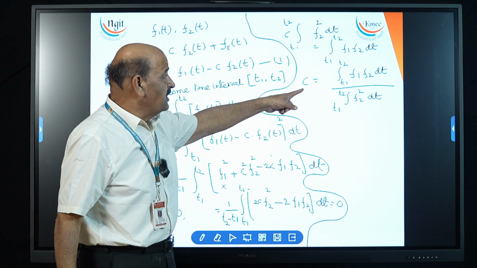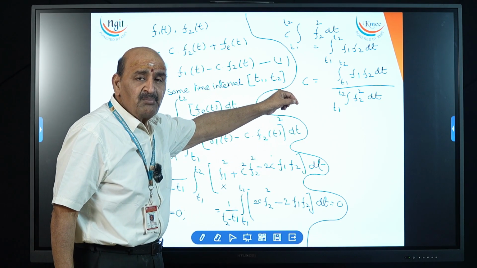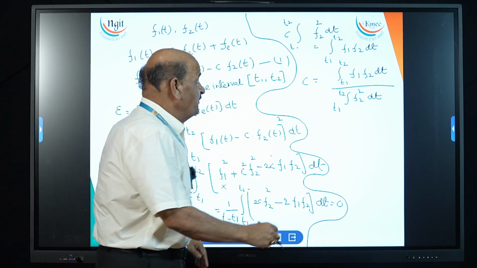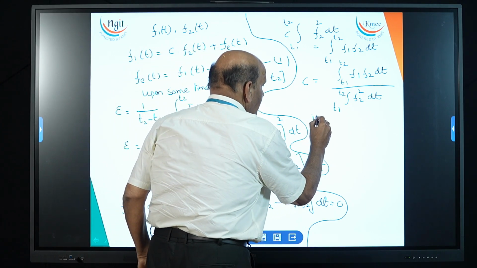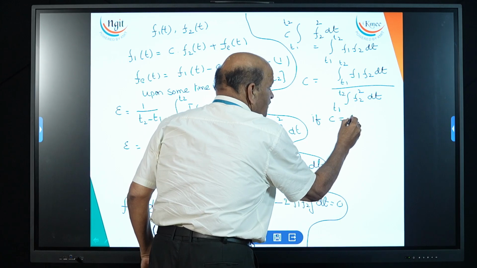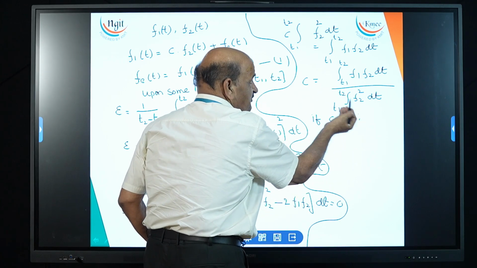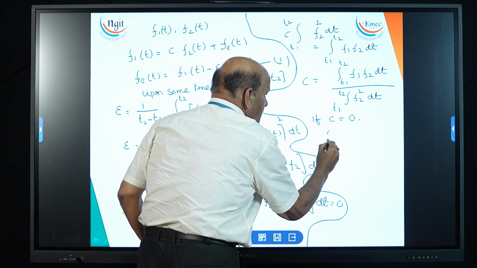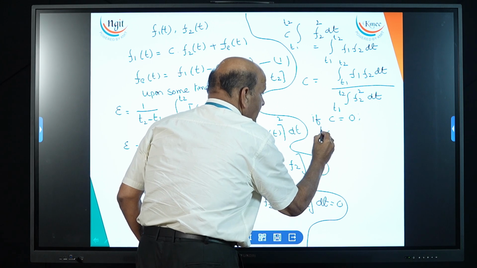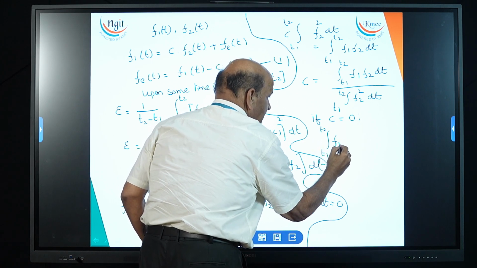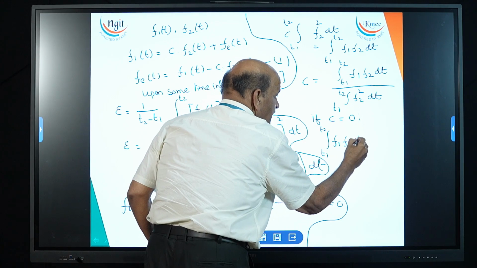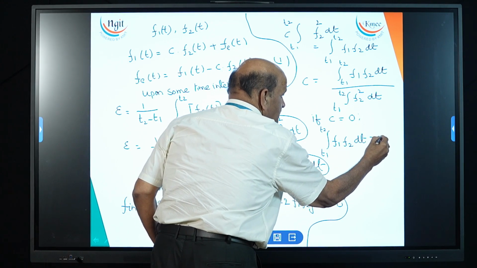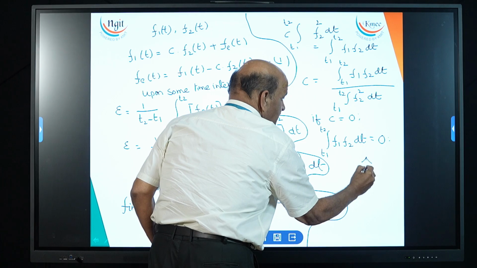This constant you got. This is the minimum value. If c equal to 0, what happens? Cross multiplication. Then numerator value integral t1 to t2 of f1 f2 dt equal to 0. This is the principle.